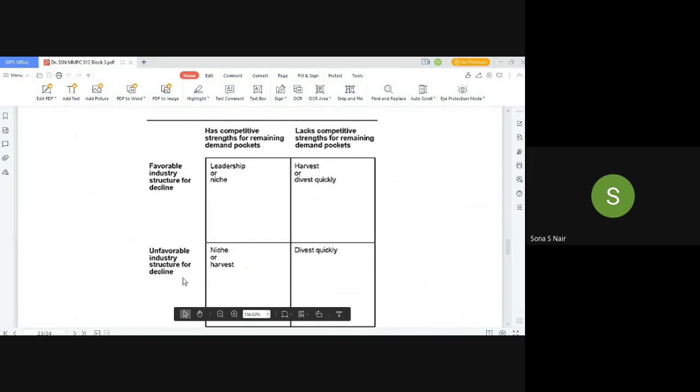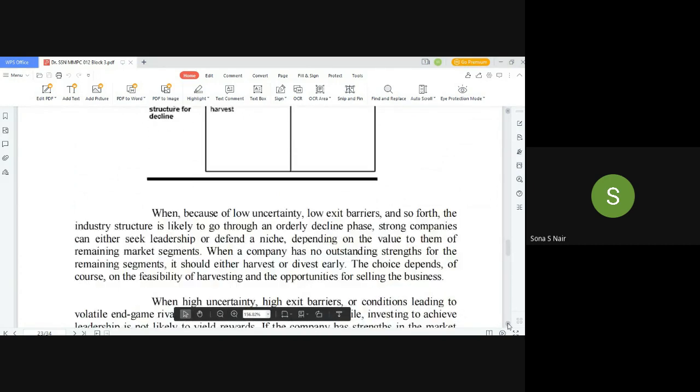When the industry is unfavorable and the organization is having strength, then also they will either harvest, that means maintain a stable position and earn as much profit as possible, or they will shift to a small market segment. When the industry is also unfavorable and the organization does not have any strength, they will have to divest quickly, because otherwise they will not get anything out of the business, right?